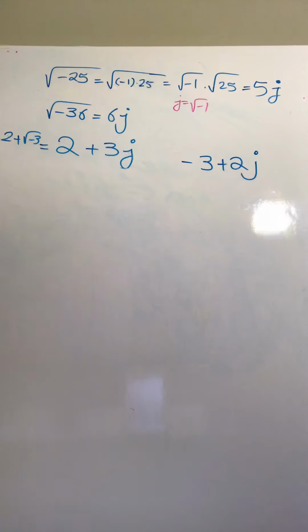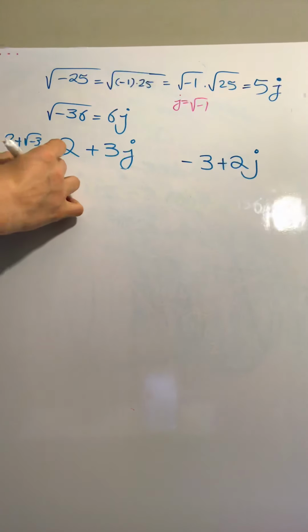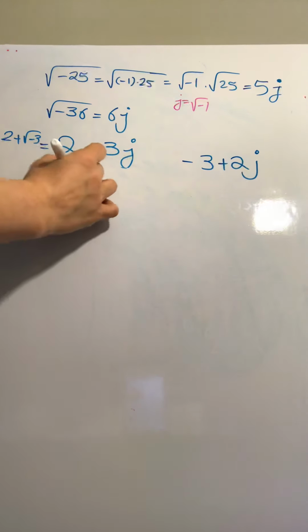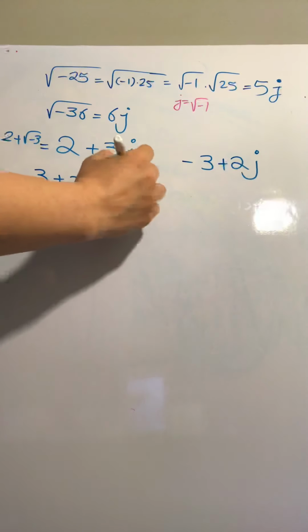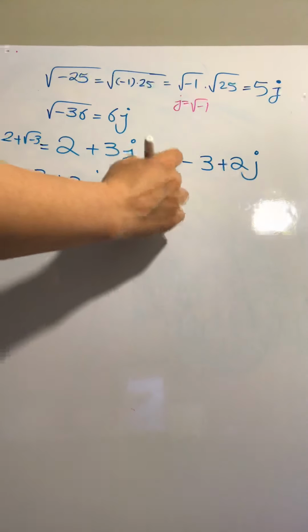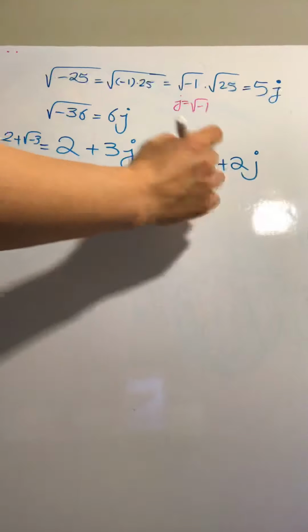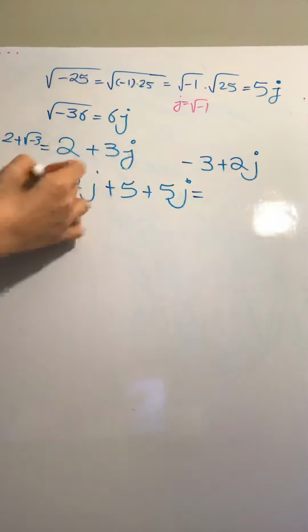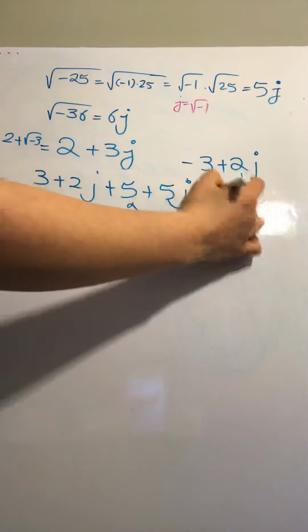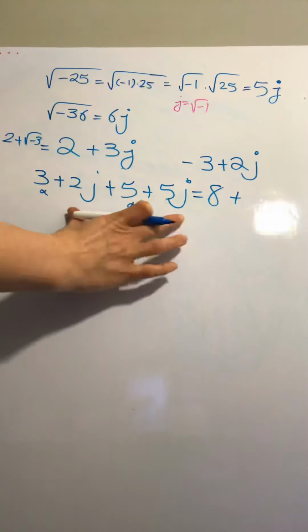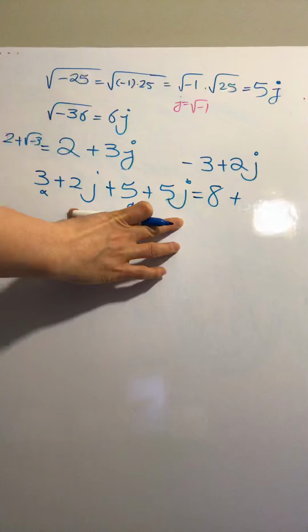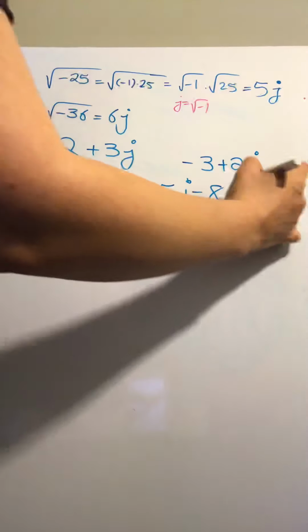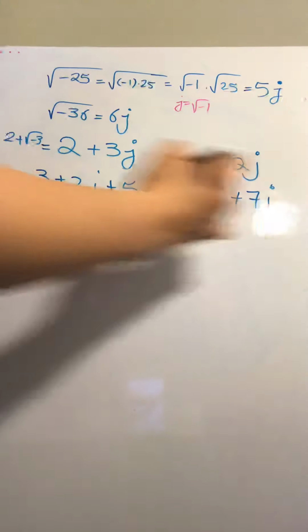We're going to learn today how to add them and subtract them. How do we add them? If you have 3 plus 2J and you want to add to it 5 plus 5J, you have two complex numbers. How do you add them? 3 and 5 can be added, and if you recall from algebra, 2J and 5J are like terms, so we just add them together, plus 7J.